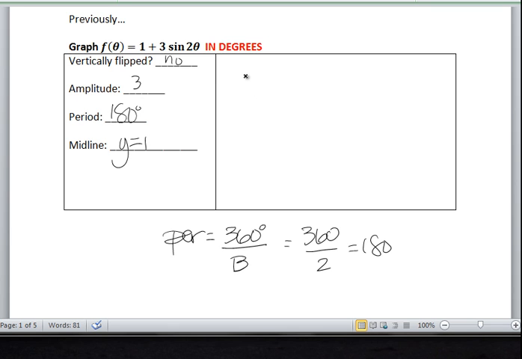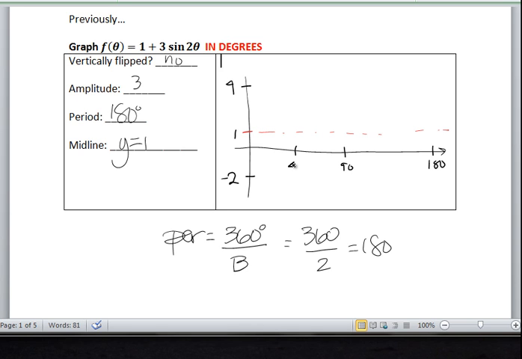So when we graph this, our midline is 1, and so we go up 1, and I just put the little dotted line here so I know what my midline is, and I have a max of 4, because I go up 3, and then I go down to negative 2, and my period is 180, so I need to mark up my graph here with my quadrantal angles. This is 45 and this is 135, and I am graphing a non-vertically flipped sine wave.